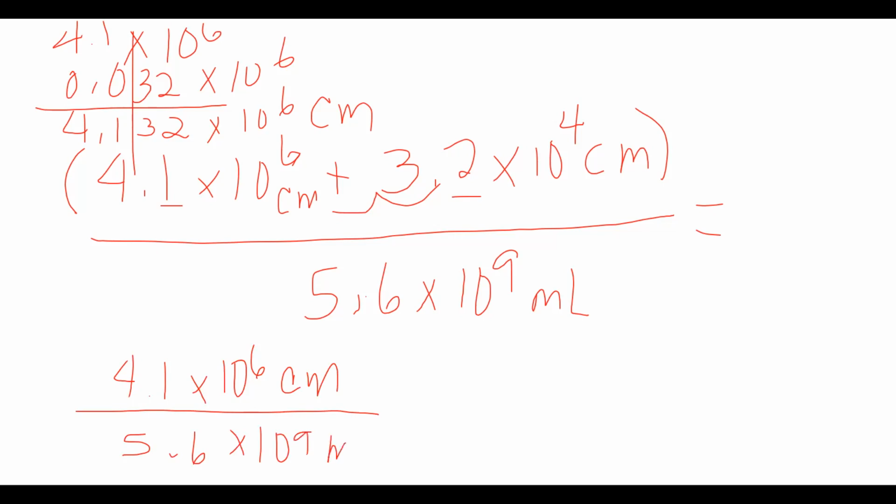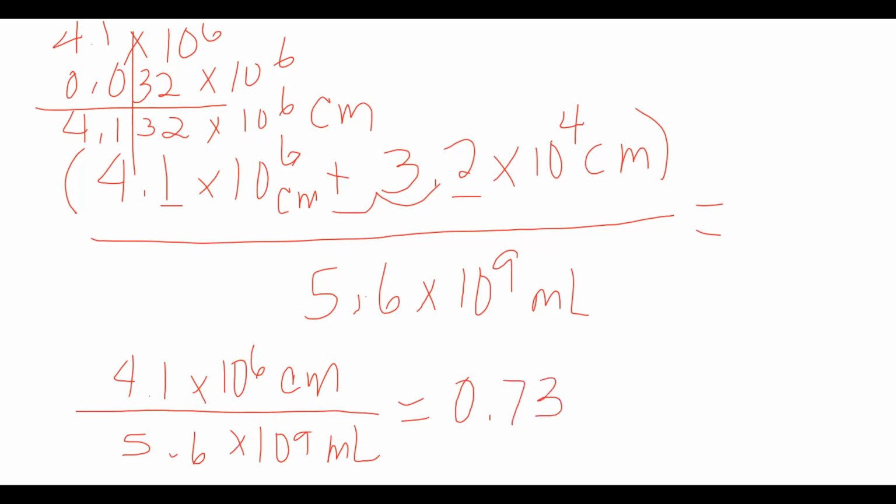And this is milliliters. Okay, now when we divide 4.1 over 5.6, we're going to get a 0 point something number. Okay, so let's clear this. Okay, 4.1 divided by 5.6. That gives me, and we only need 2 sig figs, so we can just cut it out.